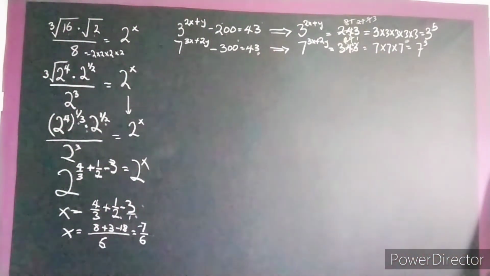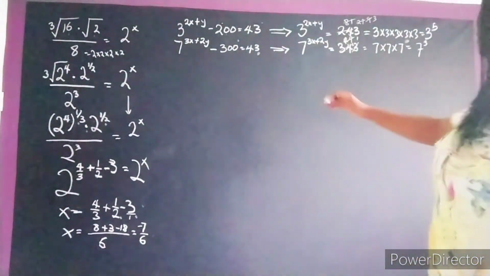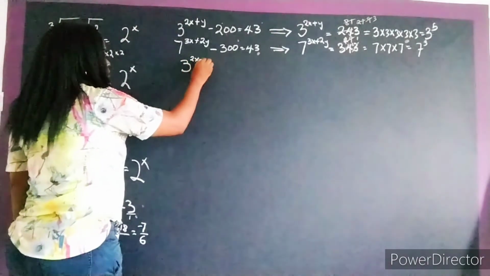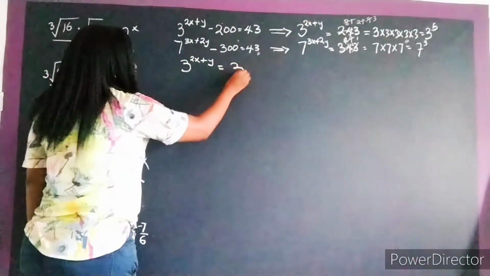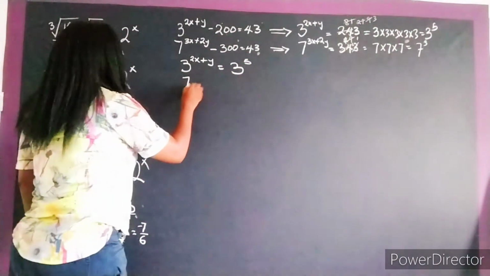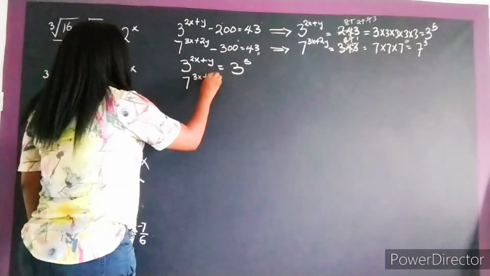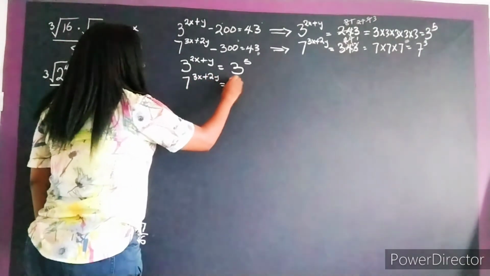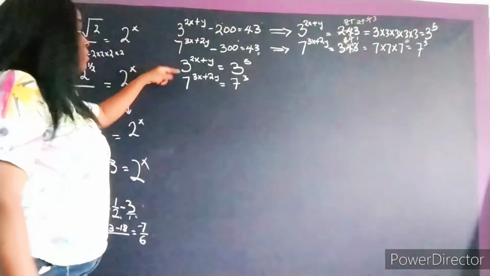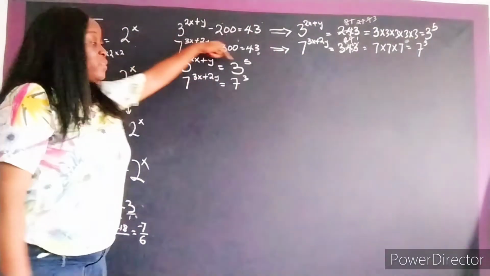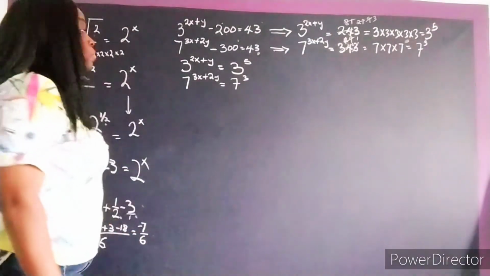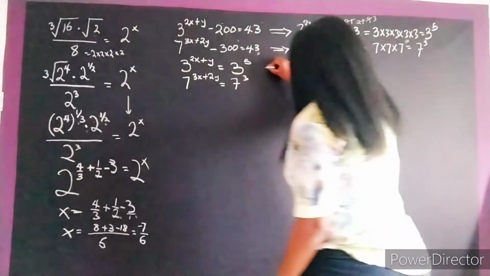Very easy solution. So let's go back to the beginning. We'll have 3 raised to the power 2x plus y equal to 3 raised to the power 5. Then we'll also have 7 raised to the power 3x plus 2y equal to 7 raised to the power 3. So remember what I said: if the bases are equal, then the powers are equal. So what are we going to have as a result of that?